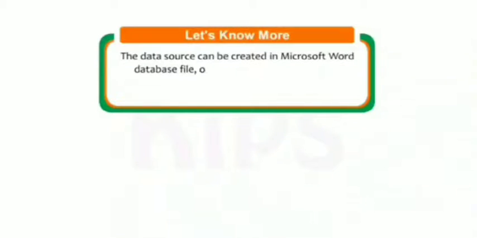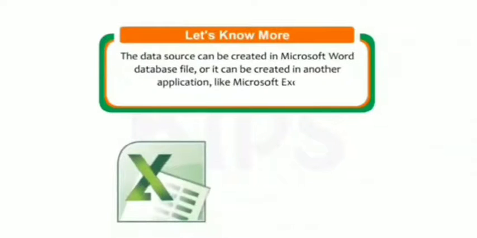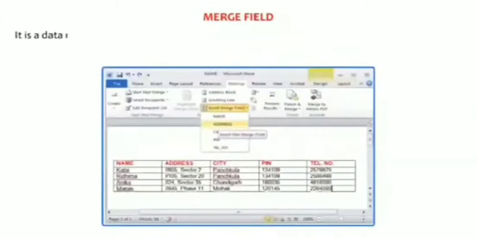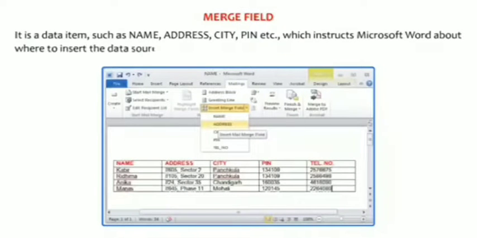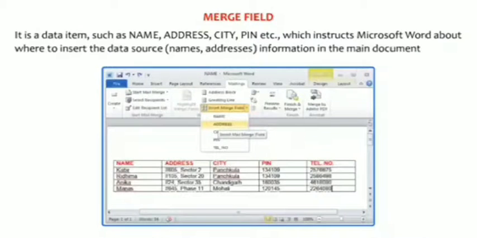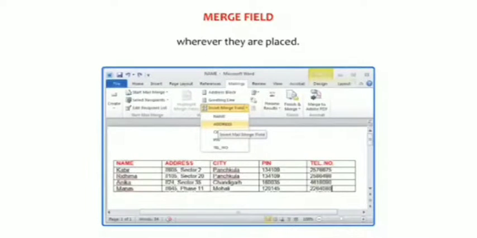Students, let's know more. The data source can be created in a Microsoft Word database file, or it can be created in other applications like Microsoft Excel. Merge field. It is a data item such as name, address, city, PIN, etc., which instructs Microsoft Word about where to insert the data source names, addresses, information in the main document, wherever they are placed.